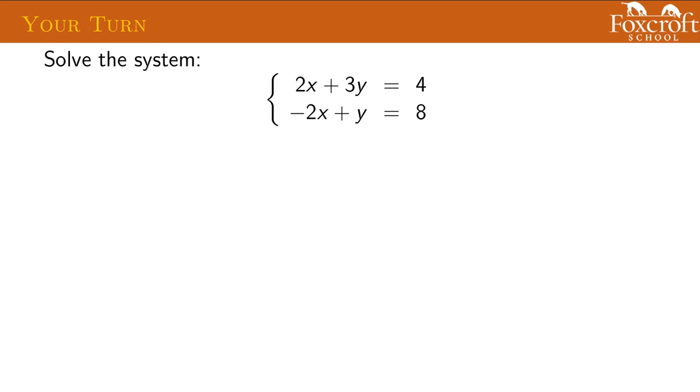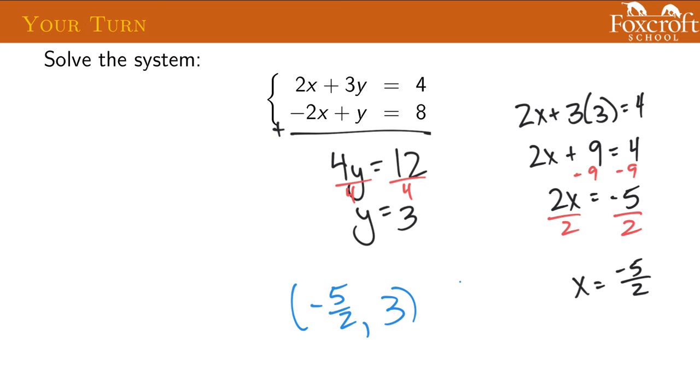All right, so now here's your turn, solve this system. And here's the solution I got. So I got -5/2, 3. I can see the work. You add the equations first, the left-hand side. The 2's and the -2 are going to cancel out. So it's going to be 4y, and y has to be 3. All right, 12 divided by 4 is 3.